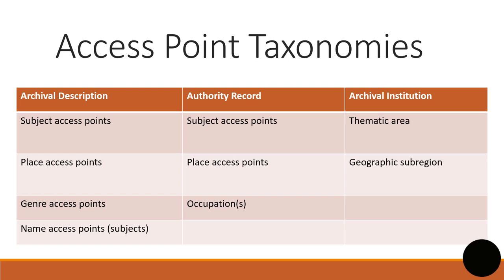These are the categories, i.e. the taxonomies, of access points associated with each type of entry in AtoM. Archival descriptions have subject, place, genre, and name access point taxonomies. Authority records have subject, place, and occupation access point taxonomies. And archival institutions have thematic area and geographic subregion taxonomies.